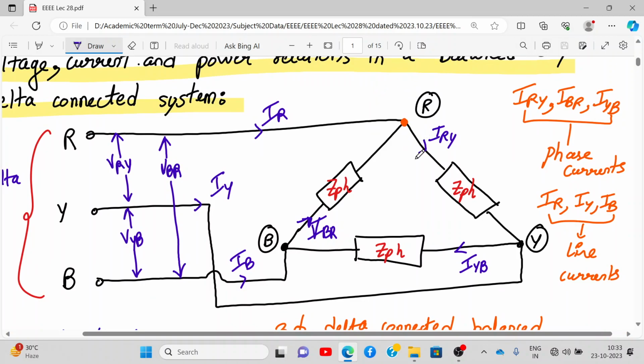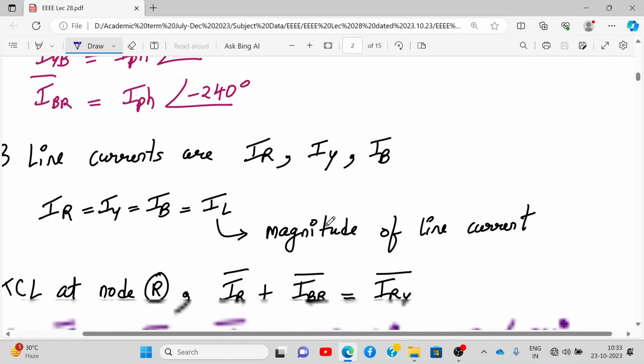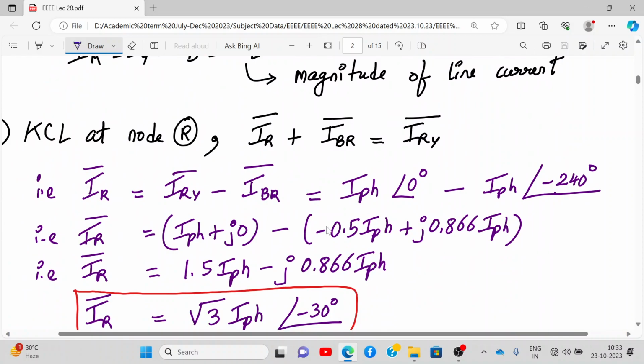KCL at phase Y is IR plus IBR. IRY is IR plus IBR. So I've written over here IR plus IBR is IRY. So IR is equal to IRY minus IBR. Okay, and IRY is I phase at angle 0 degree, and IBR bar is I phase at angle minus 240 degree.